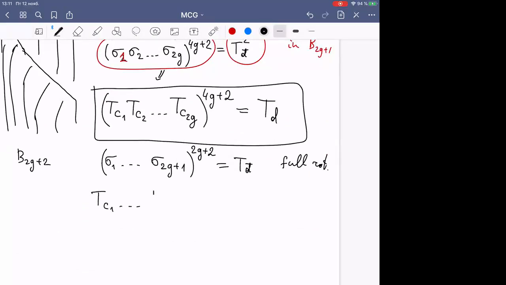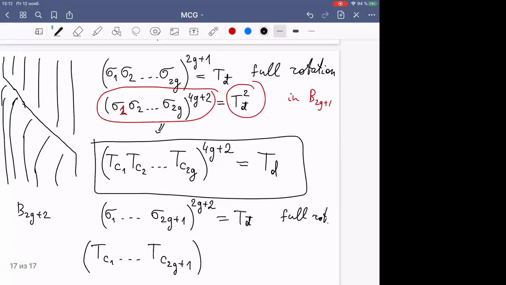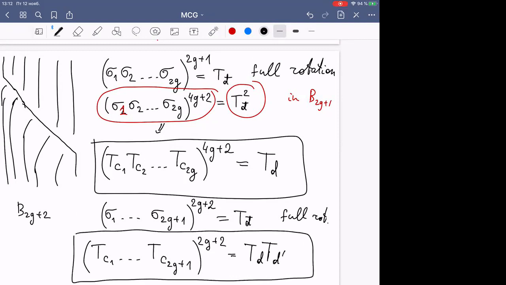the product of these twists about curves in this chain to the power 2g plus 2 equals the product of Dehn twists about the boundary components. So these are chain relations.